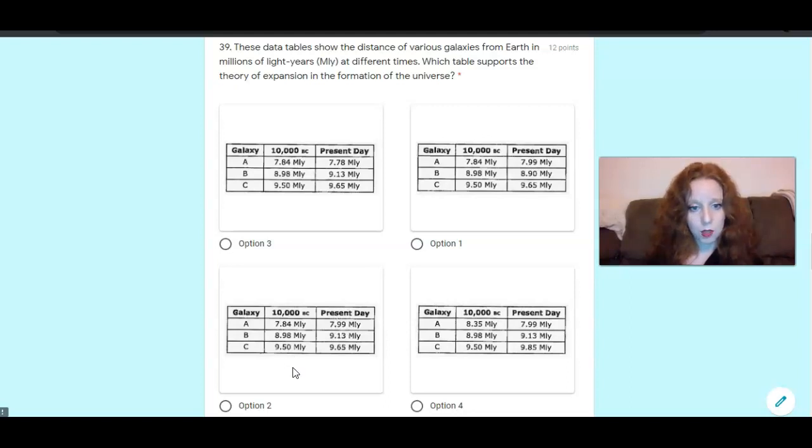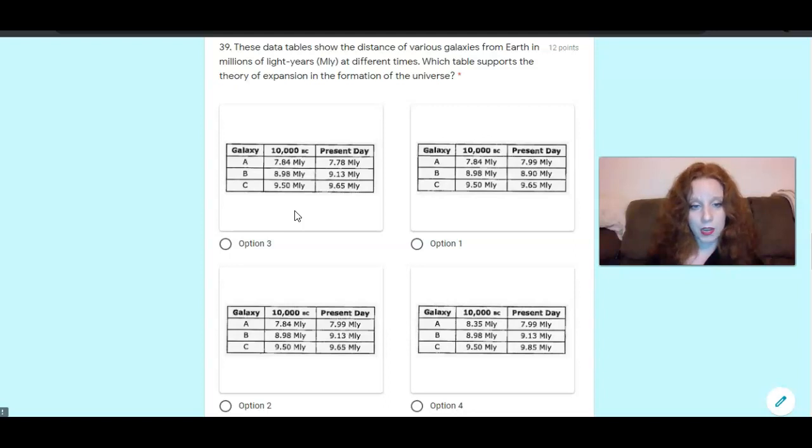A, 7.84, 7.99. Expansion. 8.98, 9.13. Expansion. 9.5, 9.65. Expansion. And if you do the subtraction, they're each moving away at a rate of 0.15. So they're all expanding away from each other at the same rate. That one seems pretty consistent and solid. Let's check out option 3.